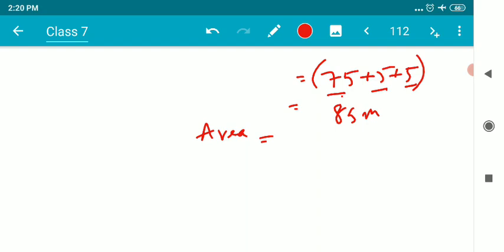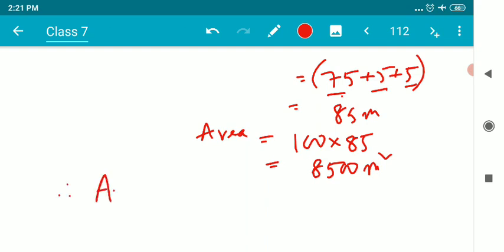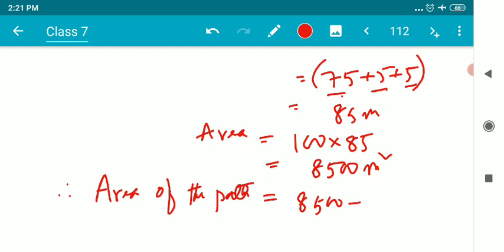Area is equal to 100 into 85, because length into breadth results in the area of a rectangle, which is 8500 meters squared. So this is what I got right now. That is the area of this rectangle. Now, therefore, the area of the path, as I told earlier, is to be calculated by simply subtracting the area of this bigger rectangle, which is 8500, by the area of the rectangle excluding the path, that is 6750.